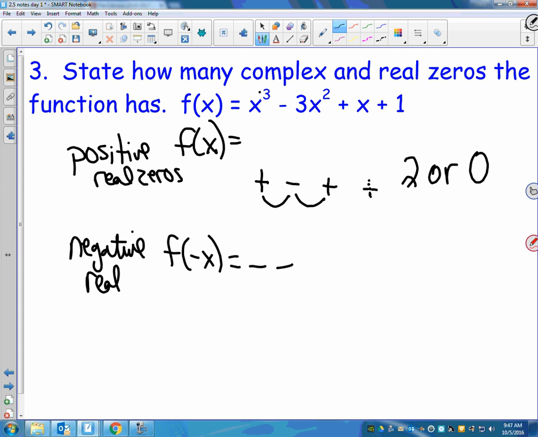Is that one going to change or stay? Because that would just change the negative x, and then the constant can't ever change, right? So that just stays a positive. So how many? It only changed once. You can't go down by an even number with 1 because you'd be at negative 1. So we know for sure there's 1 negative real zero.